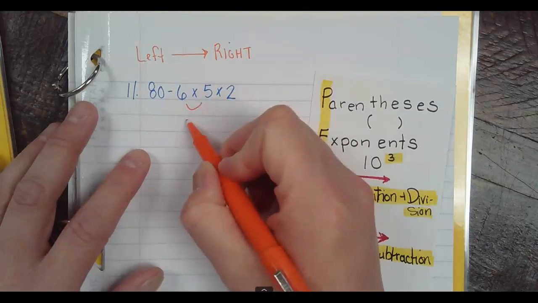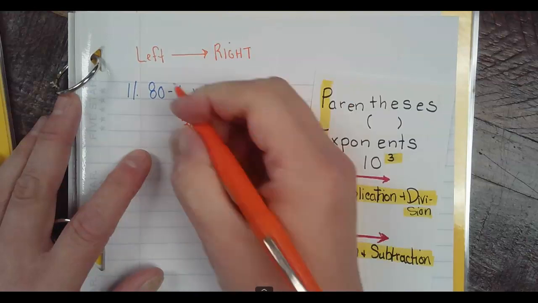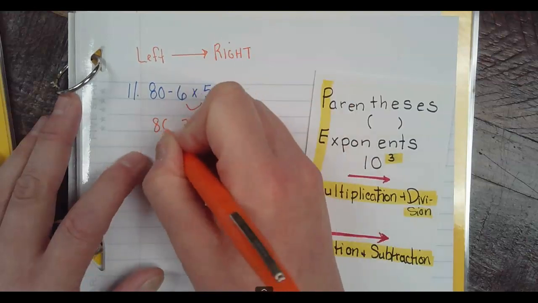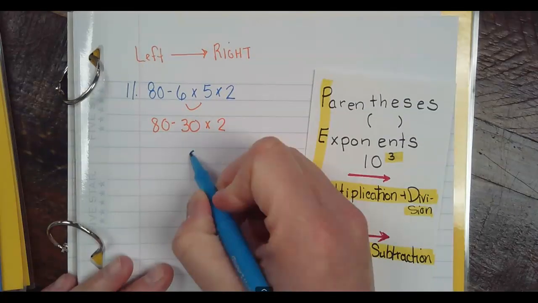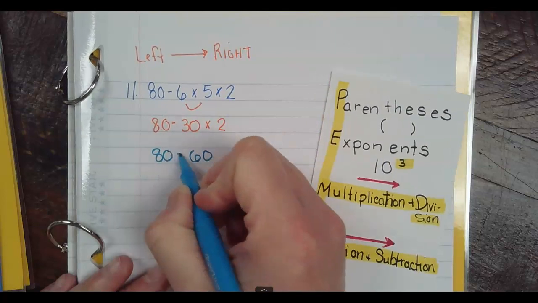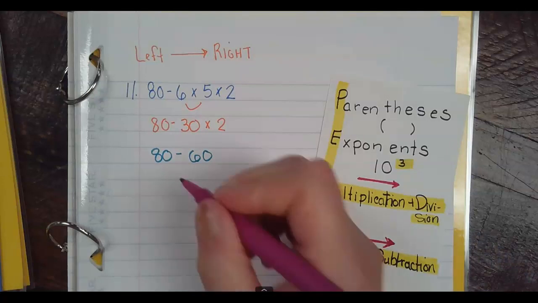6 times 5 is what? 30. Multiply 2. No. You have to rewrite the whole thing. Now what do I do? X. Why? It's still multiplication. 30 times 2 is 60. Then I have 80 minus 60, which is 20. What questions do you have?